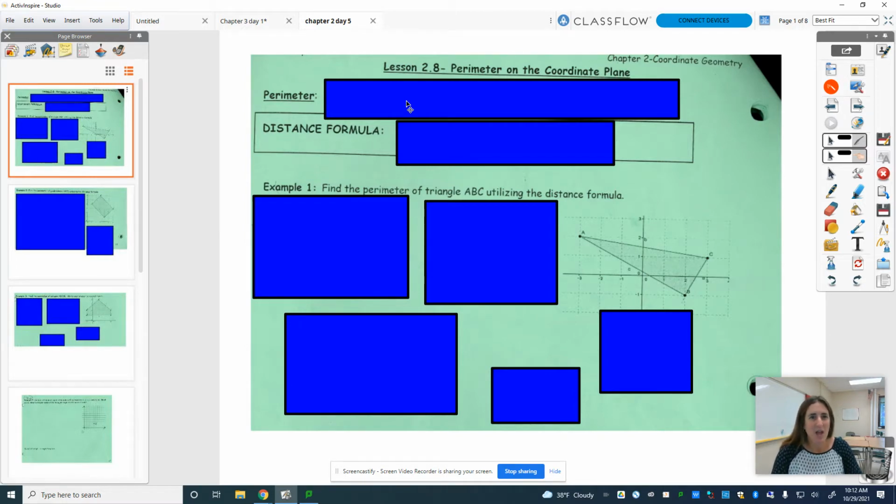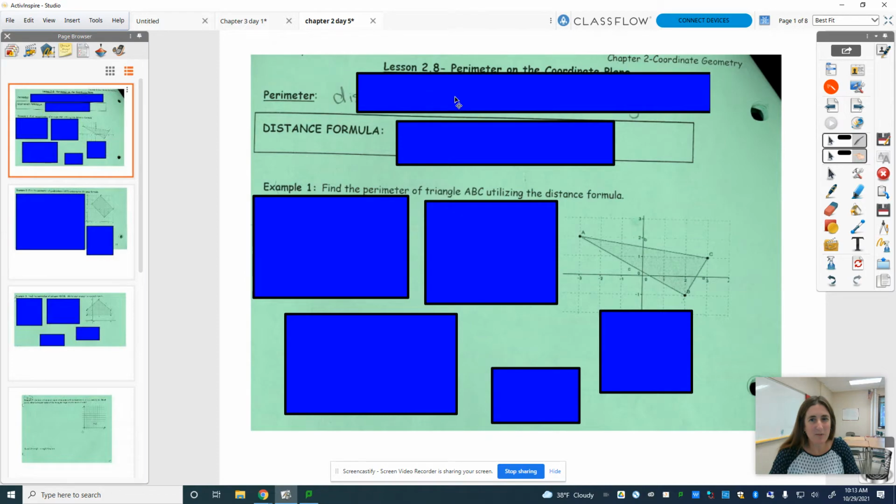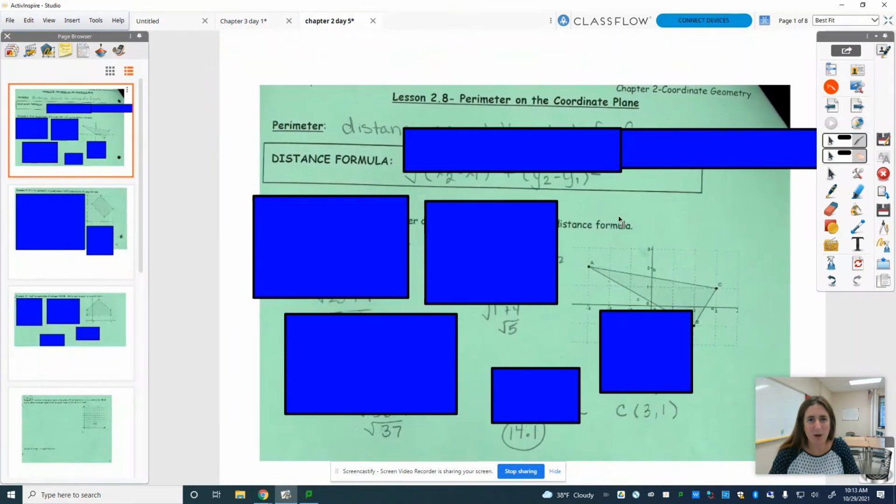That's crazy. Okay, so first we're going to do some perimeter on the coordinate plane. The coordinate plane is a graph grid, people, in case you were wondering, with the x and y axes. First of all, hopefully you remember how to find perimeter. Woo, the whole thing moved, folks.